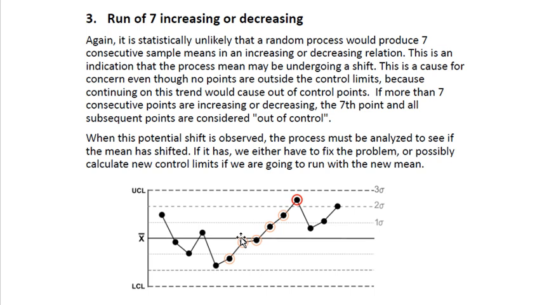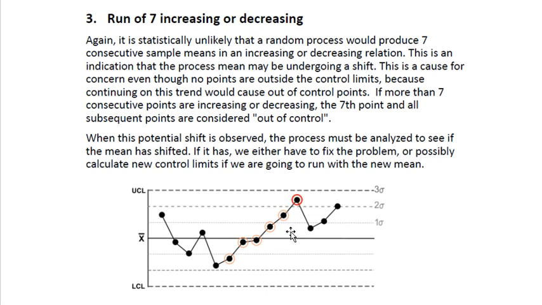This is an indication that your process mean may be undergoing a shift, meaning this is not a good mean. It must have shifted. It's got to be somewhere around here. This is cause for concern, even though no points are outside the control limit, because continuing this trend will cause out-of-control points. If more than 7 consecutive points are increasing or decreasing, the 7th point, this one here, and all subsequent points, we're going to consider out of control. So these are the data points that are out of control.